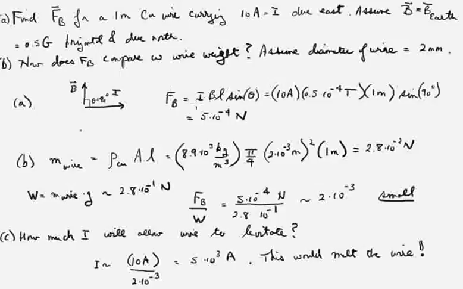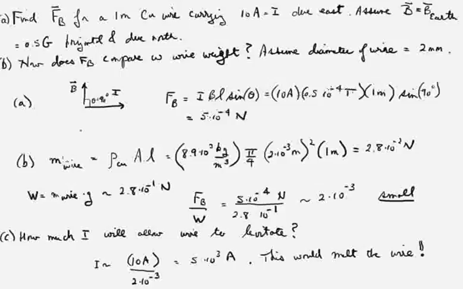And that magnetic force would be I B L sine theta. I is the current, B is the magnetic field, in this case the Earth's magnetic field, and L is the length of the wire. So that works out to 10 amps times, so 1 Gauss is 10 to the minus 4 Tesla, and half a Gauss would then be 0.5 times 10 to the minus 4 Tesla, times the length of the wire, 1 meter, times the sine of 90, which works out to 5 times 10 to the minus 4 newtons.